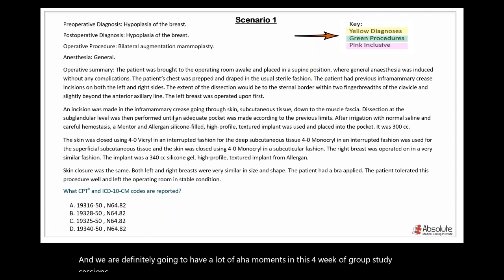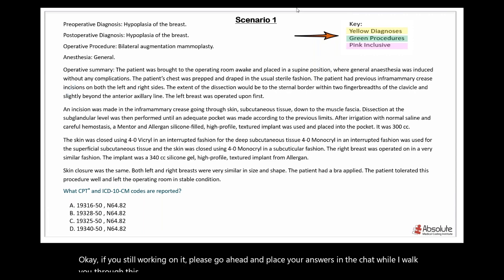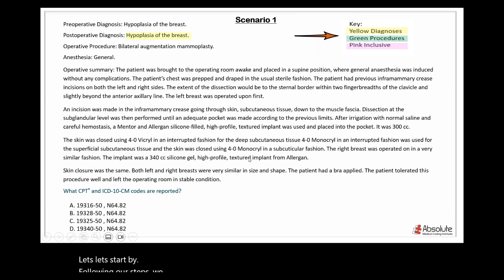Okay, if you are still working on it, please go ahead and place your answers in the chat while I walk you through the scenario. Okay, so let's start by following our steps. We first highlight the keywords.